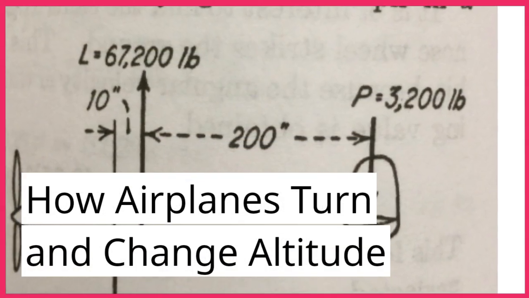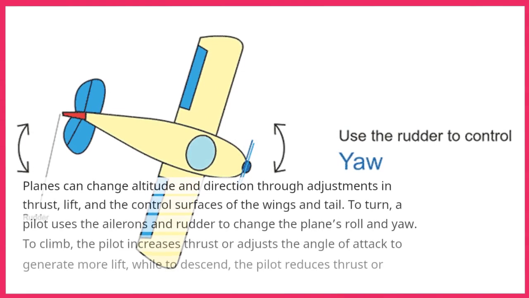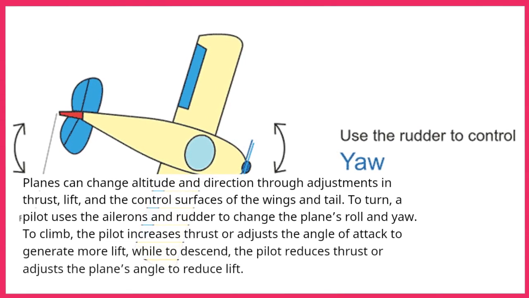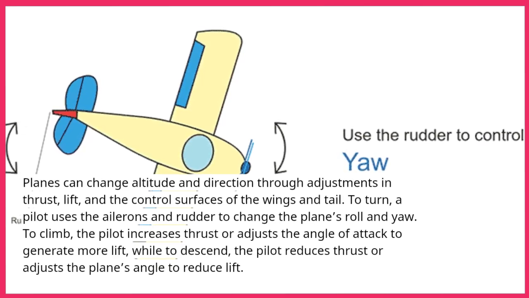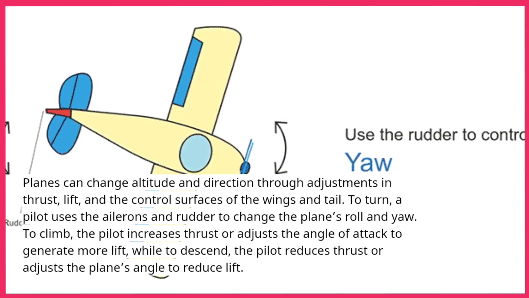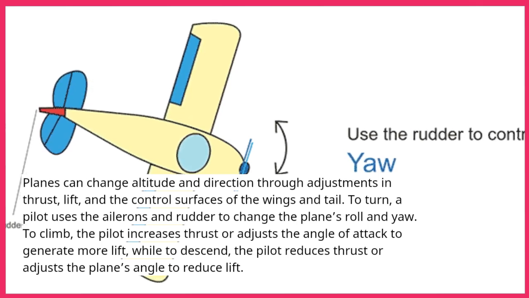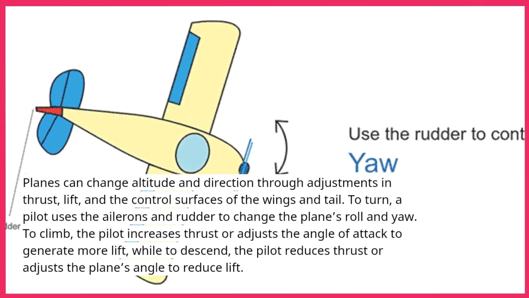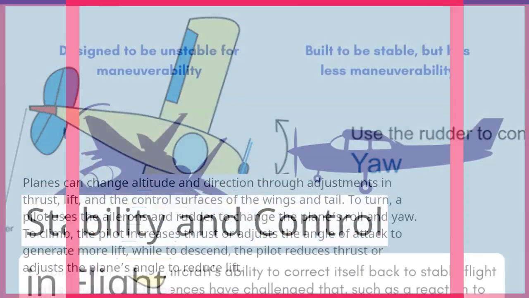How airplanes turn and change altitude. Planes can change altitude and direction through adjustments in thrust, lift, and the control surfaces of the wings and tail. To turn, a pilot uses the ailerons and rudder to change the plane's roll and yaw. To climb, the pilot increases thrust or adjusts the angle of attack to generate more lift, while to descend, the pilot reduces thrust or adjusts the plane's angle to reduce lift.